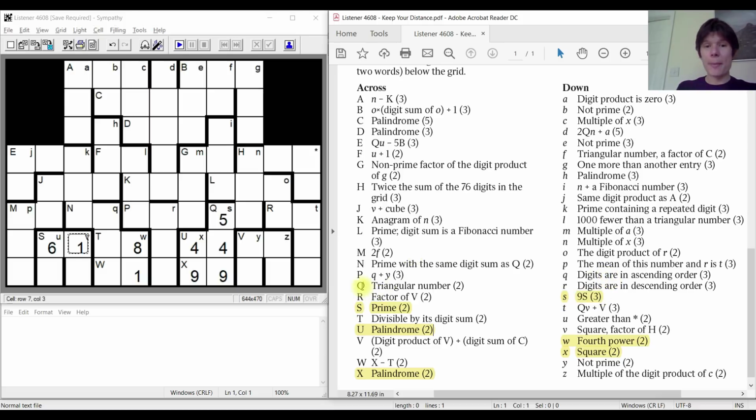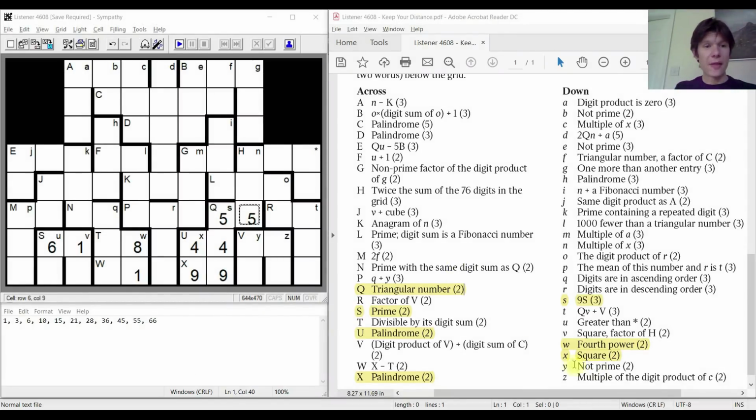Now, looking at capital Q, we're told that Q is a triangular number. Now, the triangular numbers, if you don't know what they are, worth a quick Google. I'll just list the first few. They are 1, 3, 6, 10, 15, 21, 28, 36, 45, 55, and 66. And I'm going to leave those in the scratch pad because we'll need those again later. But you can see that only one of those begins with a 5, and that's 55. So capital Q must be 55. So we can put a 5 in there and tick off that clue.